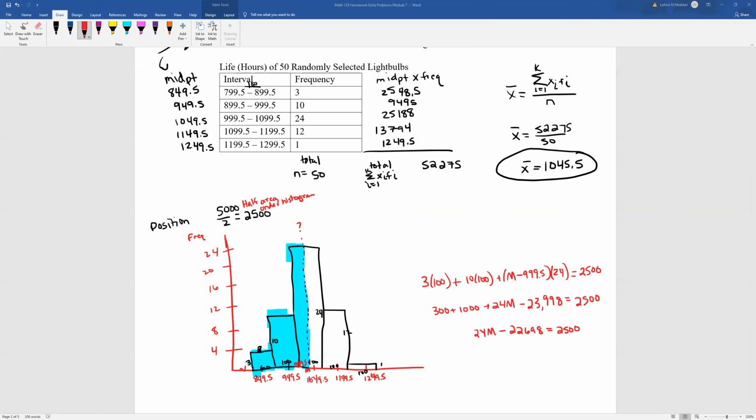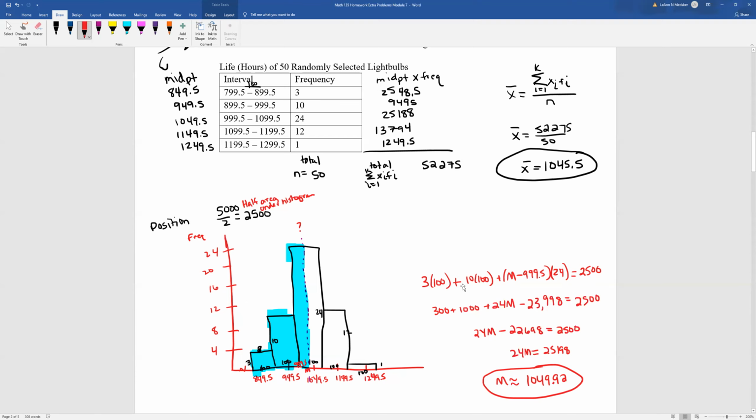That's 25,198 equals 24M. And that is 1049.92. So it almost happened at the exact midpoint of that bar. It's just a little bit beyond that midpoint mark. So actually I would probably extend that and shade it a little more. But there is my median for this grouped interval.